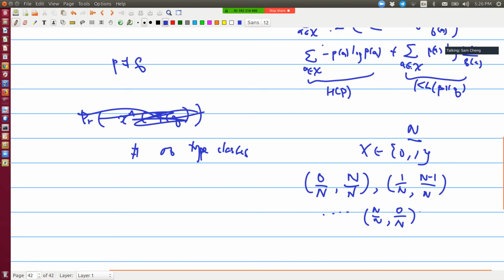And in this particular case, the number of type classes is just equal to n plus 1, right? And let me denote, just for convenience, the set of all type classes.